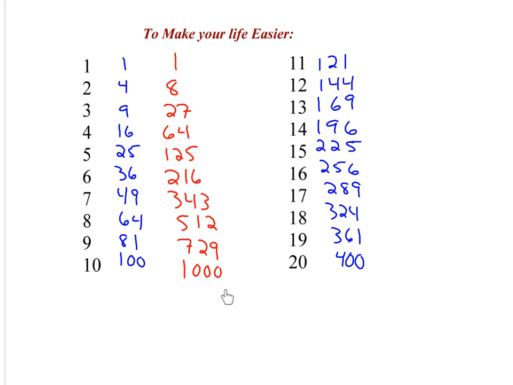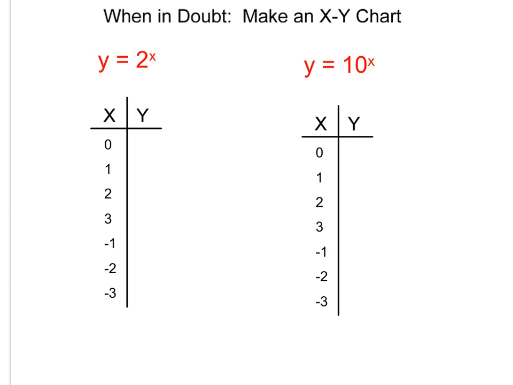I want you to know your cubes to 10. So 1 cubed is 1, 2 cubed is 8, 7 cubed is 343, and 10 cubed, of course, is 1,000. Again, stop the tape, write these down from this slide and the last to make sure you have them in your notes.